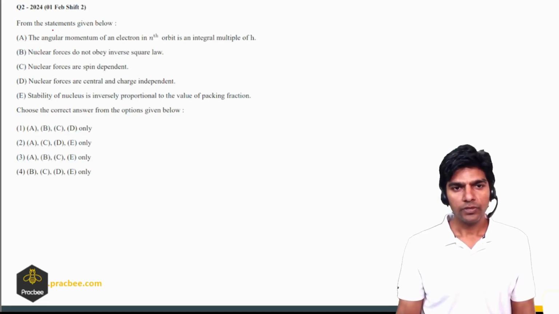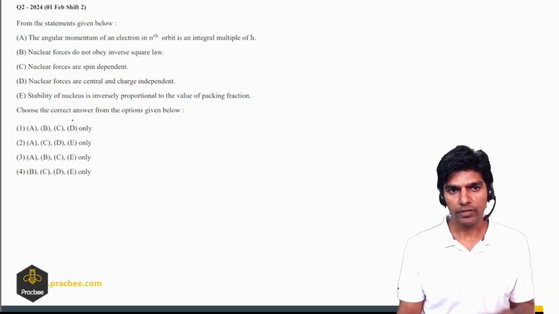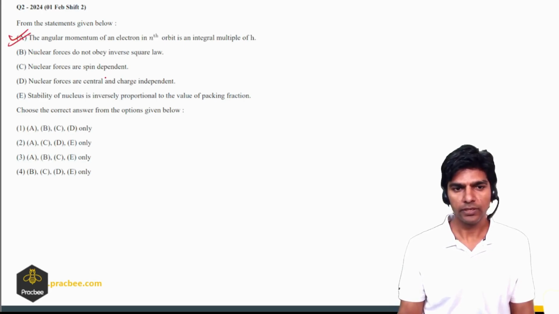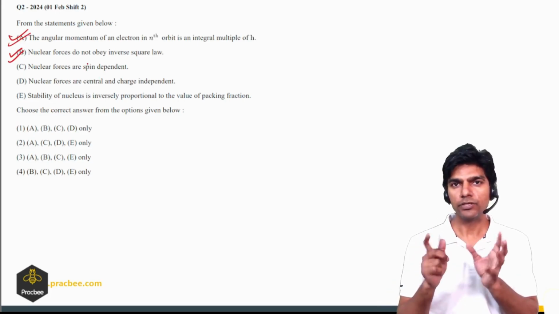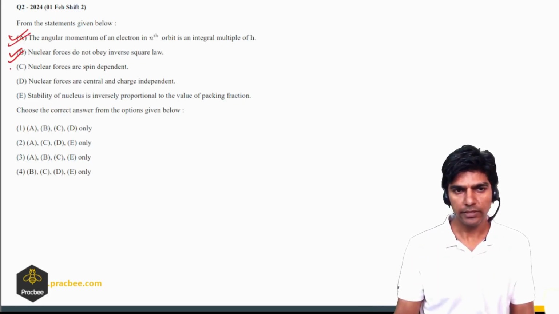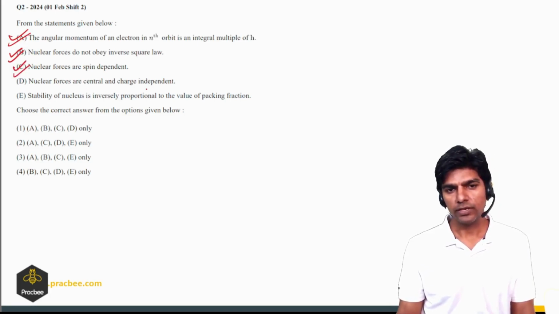For the statements given below, again we have been given 5 statements and we have to choose the most appropriate answer. The angular momentum of an electron in the nth orbit is an integral multiple of h, so that is fine. Statement A is correct. Nuclear force does not obey the inverse square law, that is also correct. Nuclear forces are spin dependent, right? So it depends upon the orientation of the interacting particles, so that is correct. C is fine.